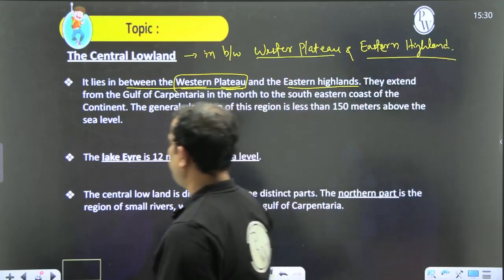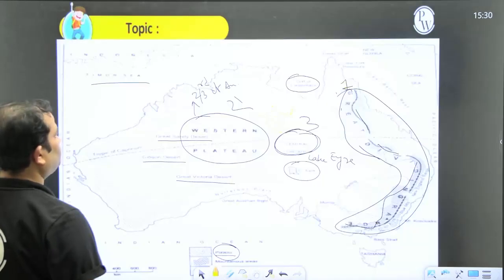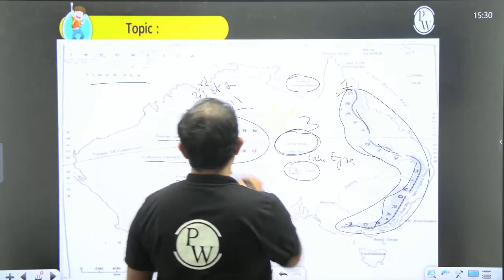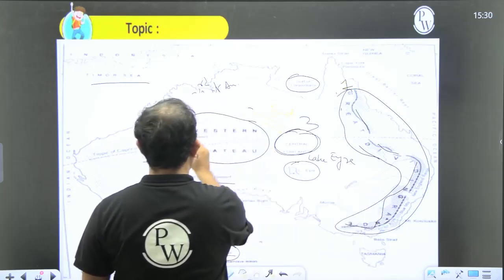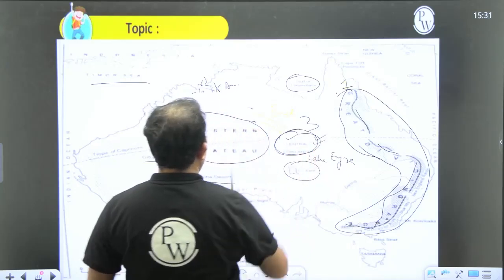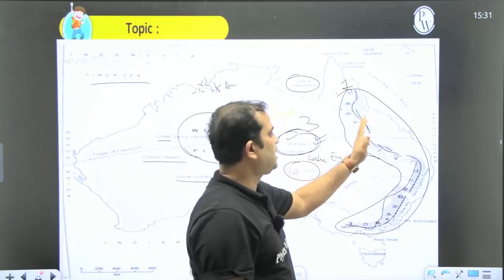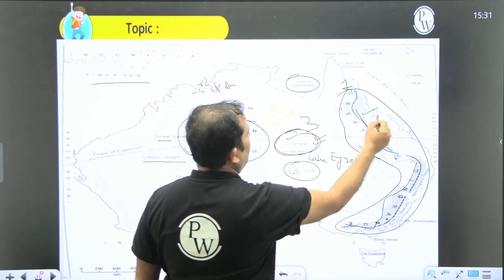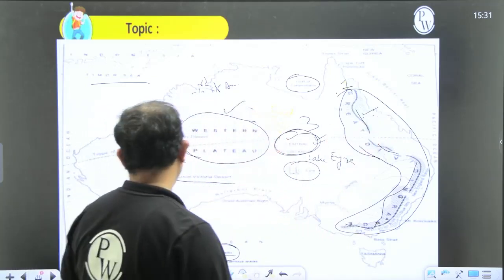Just look here. This is your central lowland. You can see this is the central lowland. Your left side is the western plateau and your right side, the east, is the Great Dividing Range or Eastern Highland. The western plateau is in the west side. Central lowland is in the middle.